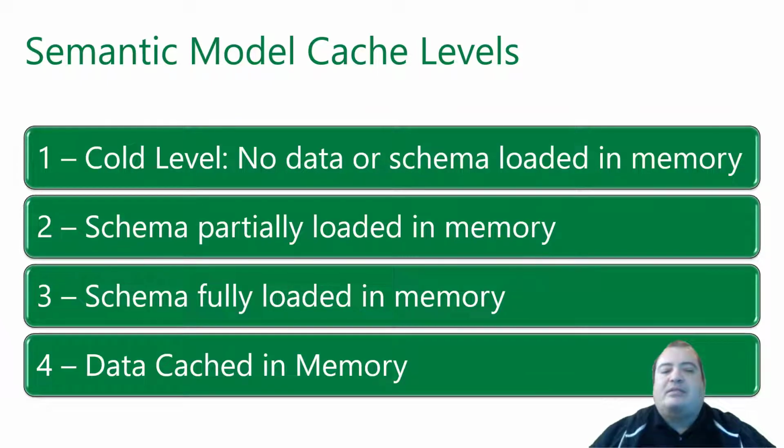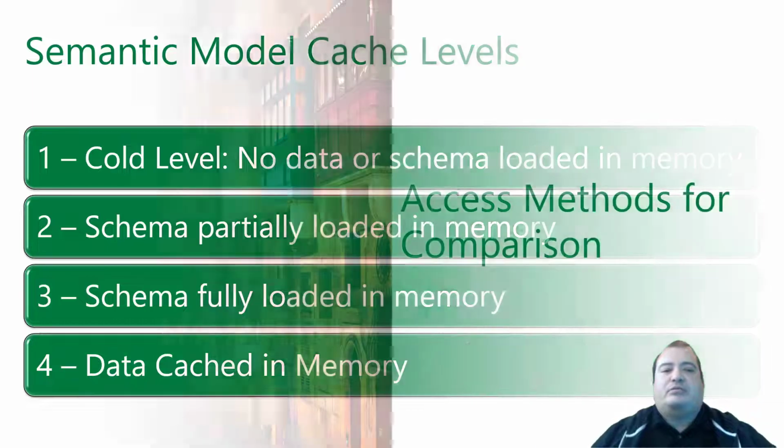And the last level, the data cached in memory. So not only is the schema cached in memory, but the data is cached in memory as well. So we have a total of 4 levels of cache, and we need to control these 4 levels correctly to understand the difference in performance between the different access methods.